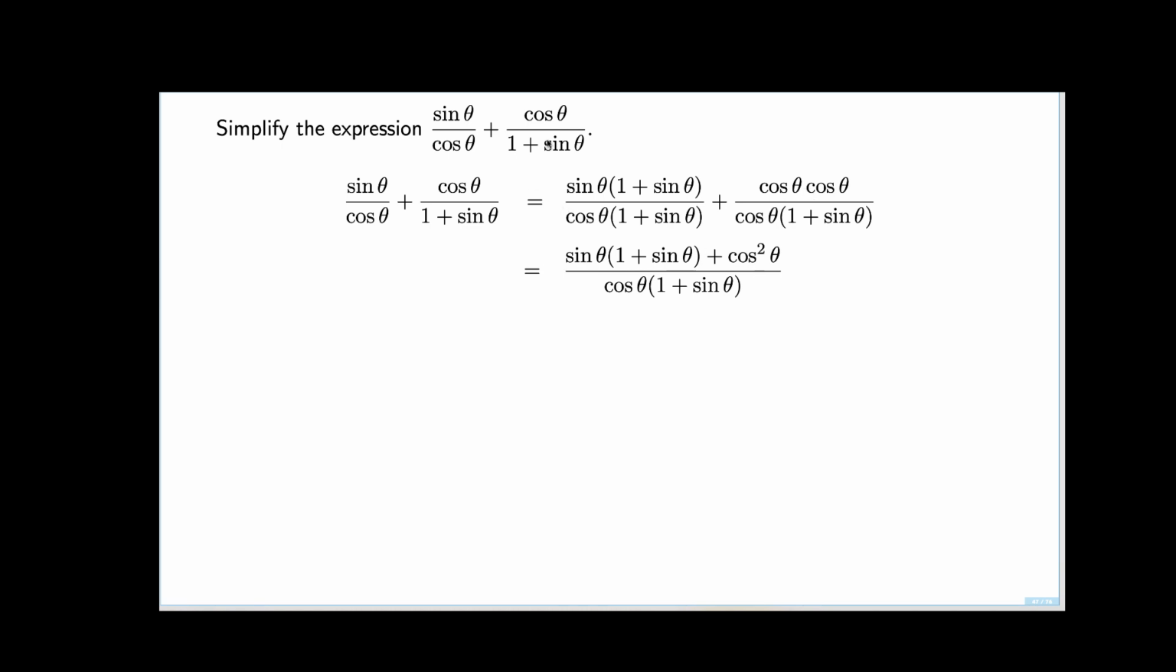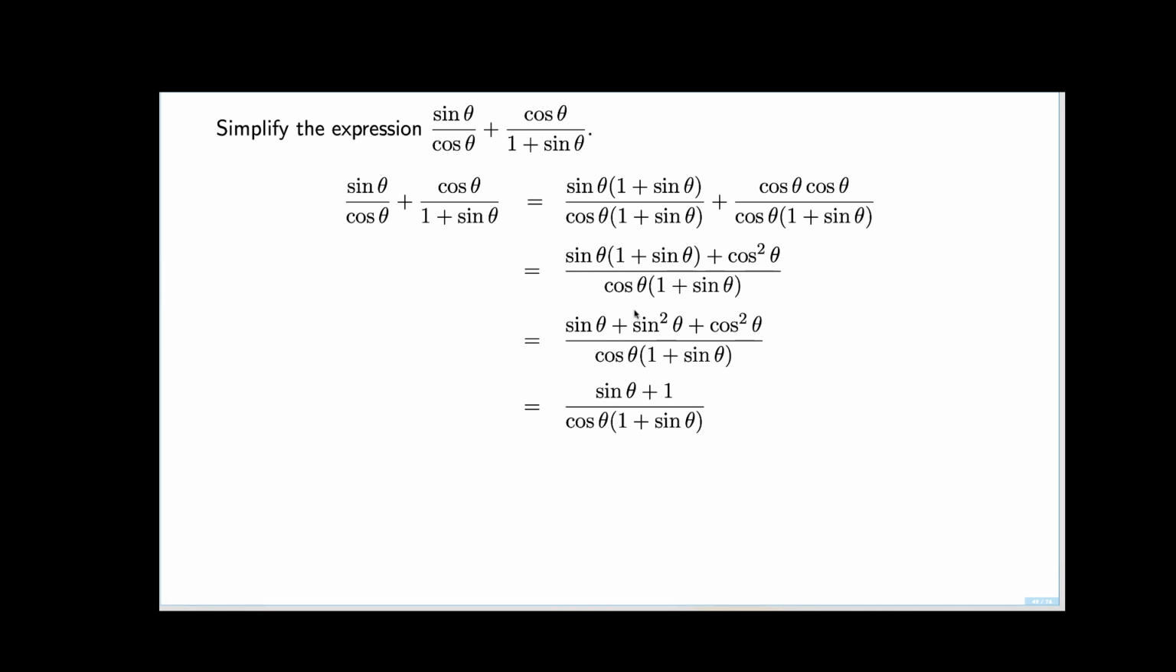And because we now have our common denominator of cosine theta times 1 plus sine theta, we can go ahead and combine these two fractions. So we get sine theta times 1 plus sine theta plus cosine squared theta, all over cosine theta times 1 plus sine theta. So now let's distribute that sine theta, and we get sine theta times 1 just gives us sine theta. Sine theta times sine theta gives us sine theta all squared, and remember our shorthand notation for that is sine squared theta, plus cosine squared theta, all over our common denominator.